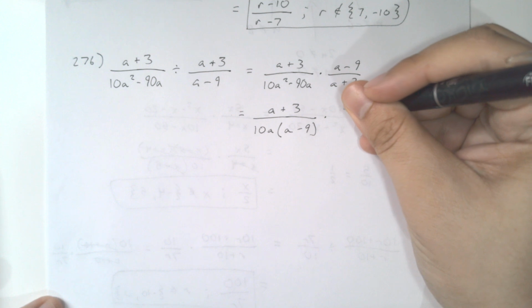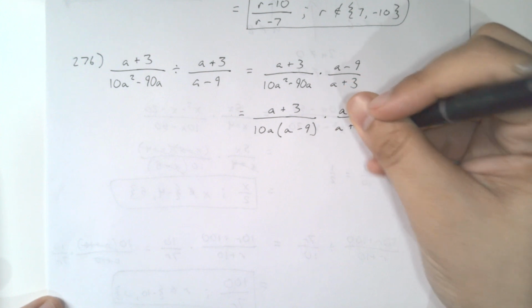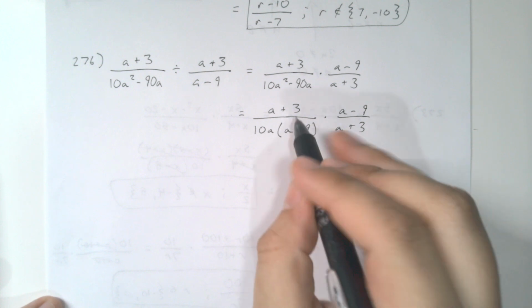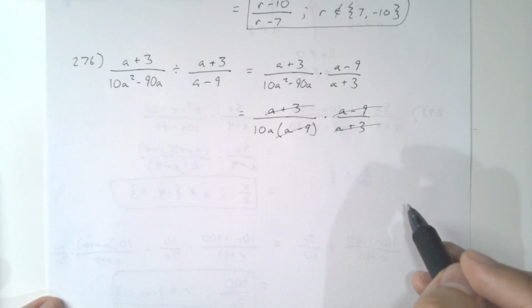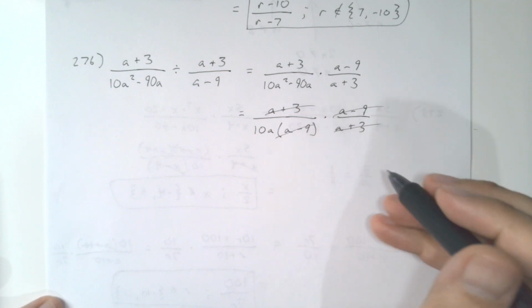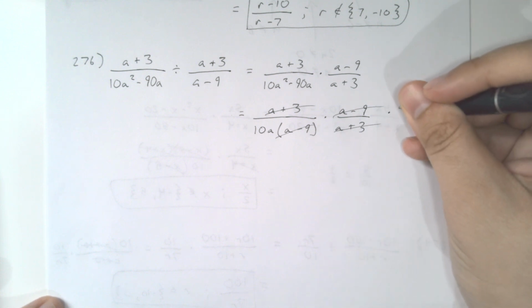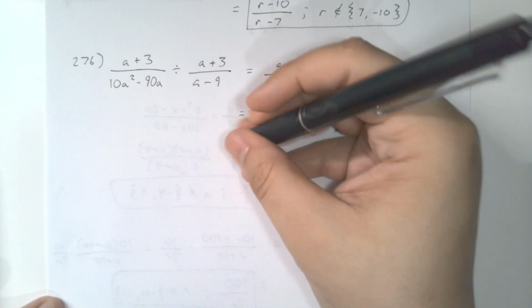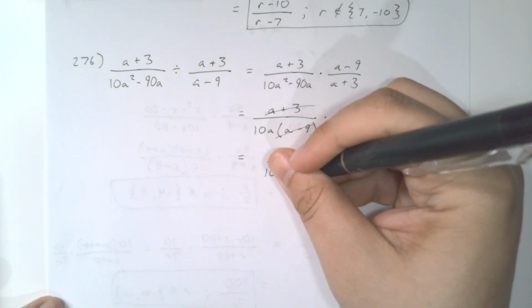We're going to multiply this with a minus 9 over a plus 3. And canceling our common terms, we have a plus 3, and our a minus 9s cancel. Anytime you run out of stuff in the numerator to write, you can always factor out a 1. And so this is just 1 over 10a.